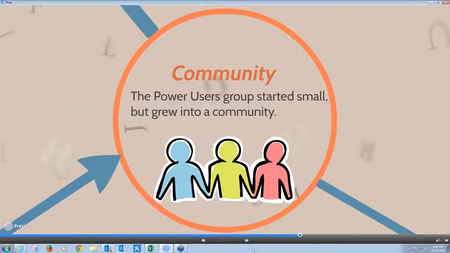So the group of power users started small but grew as more programs and colleges began to implement ExamSoft. Every successful individual knows that his or her achievement depends on the community. This is no different for our Western U ExamSoft community. The community is beneficial for a number of reasons.